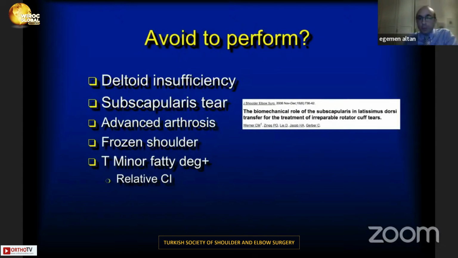When do we avoid this surgery? If you have a deltoid insufficiency or axillary nerve deficit, if you have a subscapularis tear, advanced arthrosis, or frozen shoulder, these are contraindications for this kind of surgery. Teres minor tear or fatty degeneration is also a relative contraindication for latissimus dorsi tendon transfer.